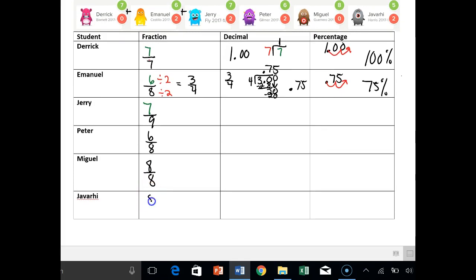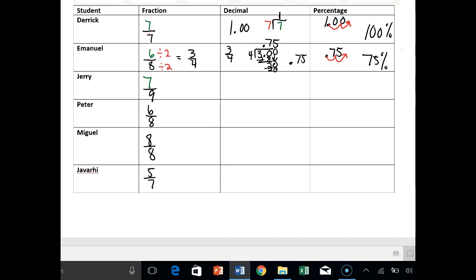And then Mr. Harris is going to be 5 out of 7, so that's going to be a little tricky. It will require a lot of division. That's why I gave you some extra space. That's the end of part 2.